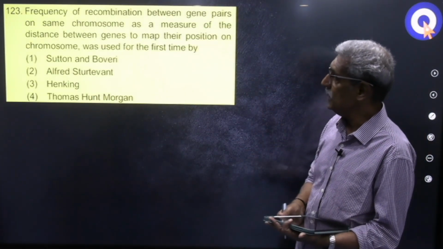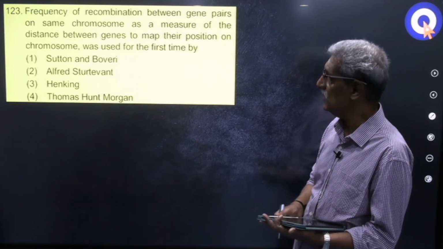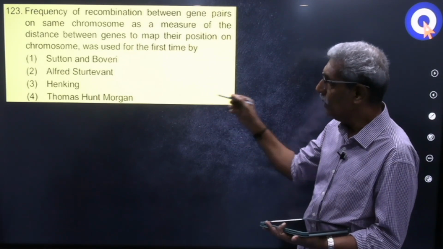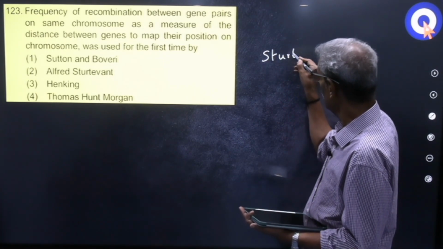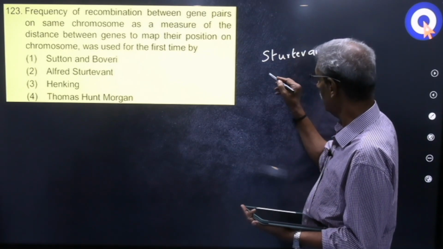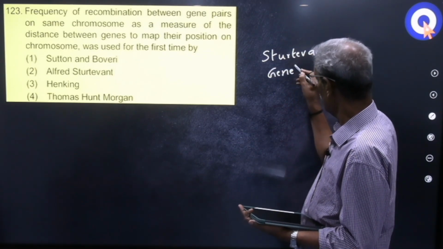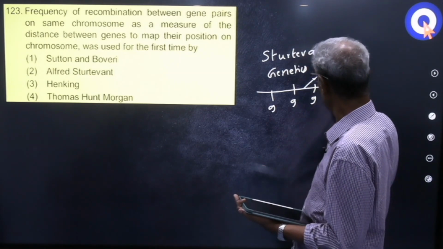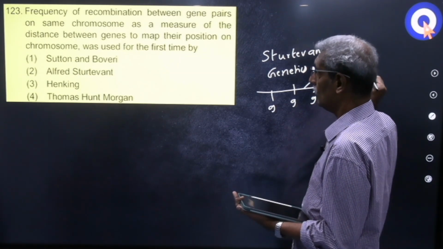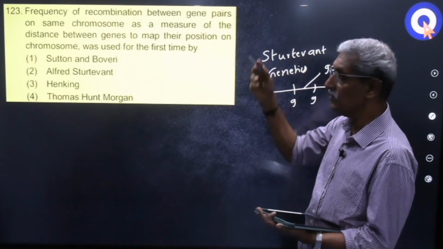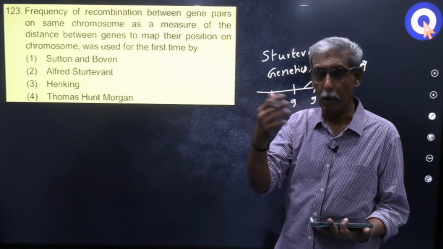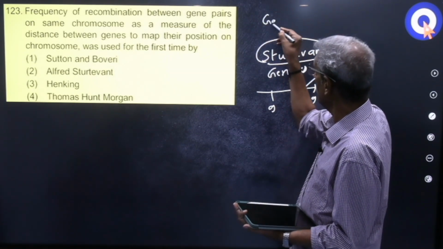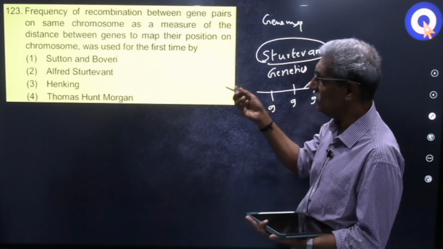The frequency of recombination between gene pairs on the same chromosome, as a measure of the distance between genes to map the position of genes on chromosomes, was first used by the student of Thomas Hunt Morgan, whose name is Sturtevant. Remember this. In genetics we have gene mapping, that is, the distance between genes, and the gene map is based on the frequency of recombination. This was studied by Sturtevant, and he made the gene map. Today the gene map is the basis for the human genome project. That is the reason Sturtevant is the answer.